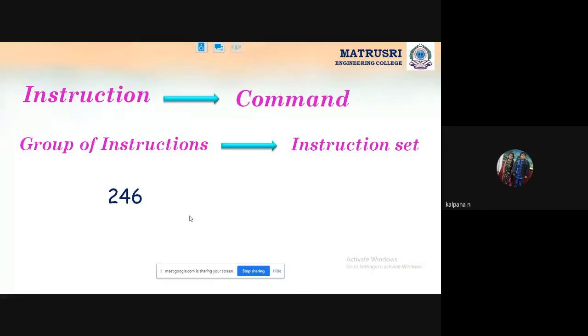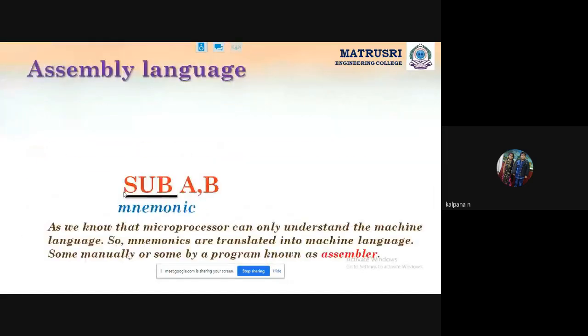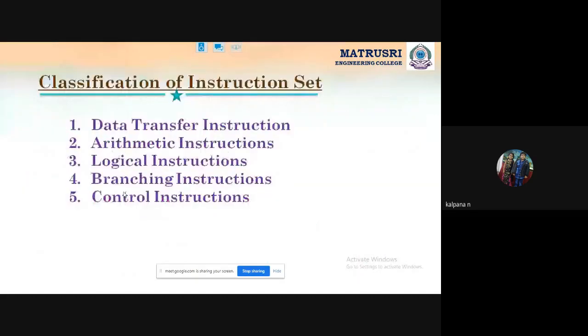A function is nothing but a what? An instruction. Okay. So a group of instructions is called what? Instruction set. 8085 has how many instructions? 246 instructions. And all these instructions are classified into mainly five types, meaning grouped into five parts.